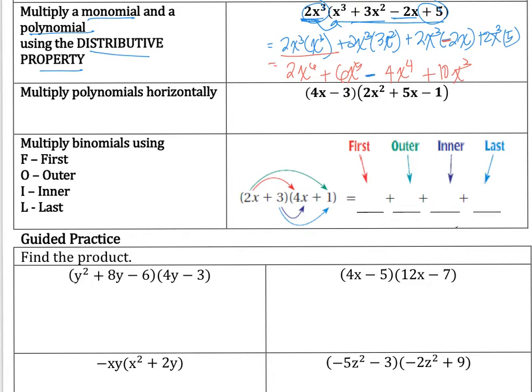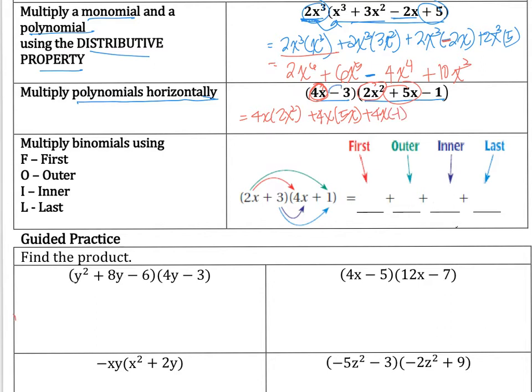Okay, and now let's practice another one by multiplying polynomials horizontally. So here you're given a binomial with a polynomial. So it's slightly more complex now. So we could take 4x and multiply by 2x squared. I'm going to take another 4x and multiply by positive 5x. And then again, 4x times negative 1.